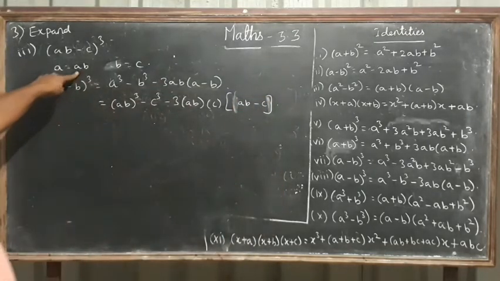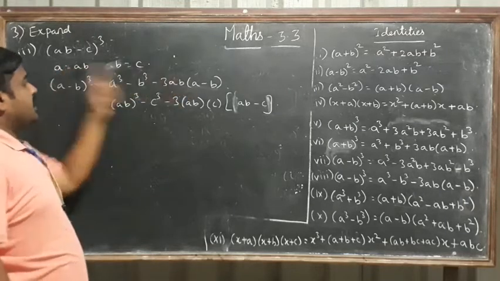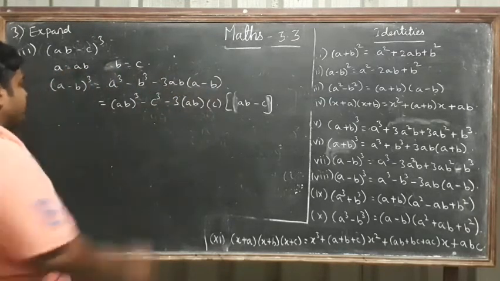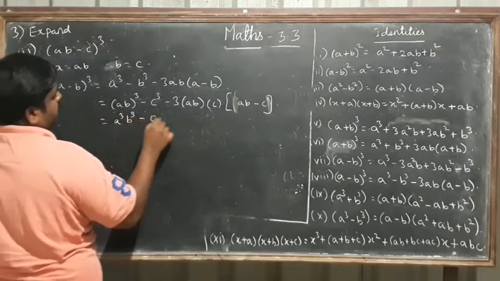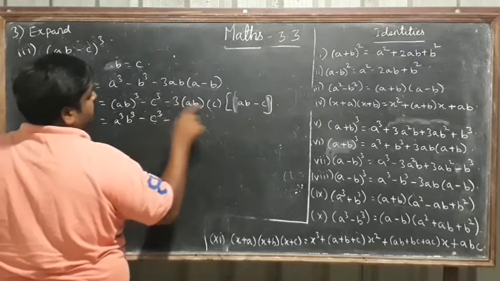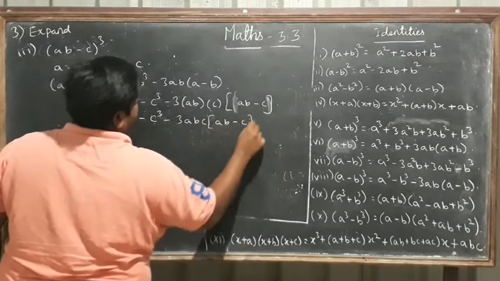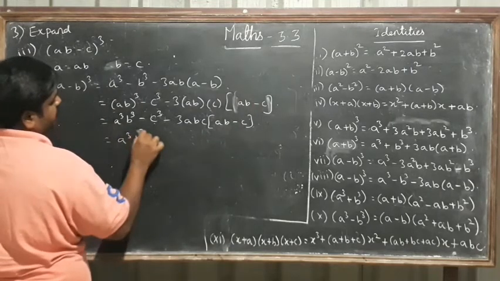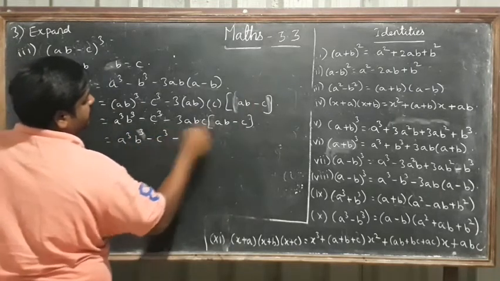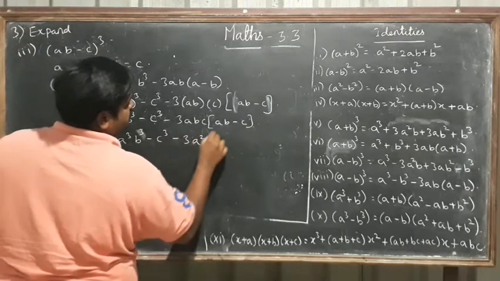(a minus b)... a minus b is nothing but c. So (ab minus c) the whole cube is a cube, b cube minus c cube minus 3 into abc into (ab minus c). a cube, b cube minus c cube, minus into plus will be minus 3 into a square b square c.